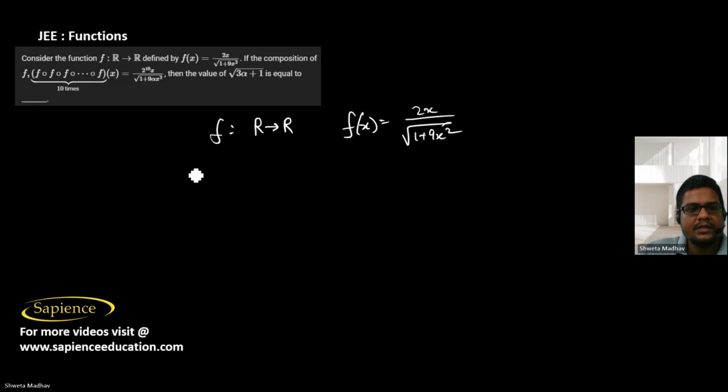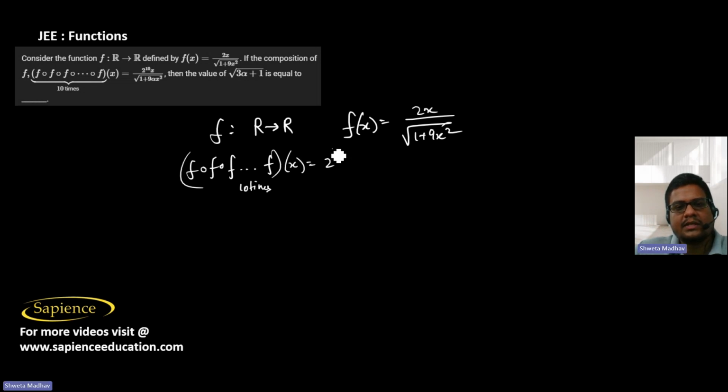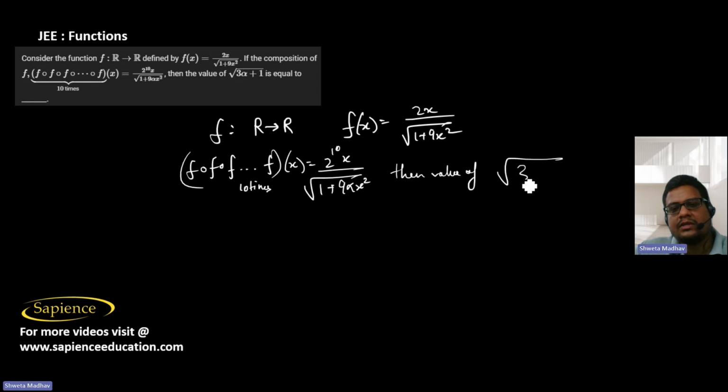And here it is told, consider the function f which maps from R to R, where f of x equals 2x by square root of 1 plus 9x square. And here it is told that the composition of f, which is f of f, 10 times of x, is equal to 2 power 10 x divided by square root of 1 plus 9 alpha x square. Then the value of square root of 3 alpha plus 1, that is equal to how much? That we have to find out.